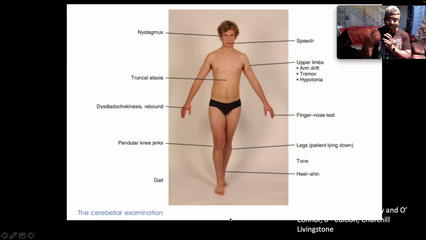So this is the same approach in a different form. So we said we're going to check the gait. Note also your pendular knee jerks, right? Kind of like circular motion, right? Dysdiadochokinesia and rebound when you're testing the upper limbs. Truncal ataxia, asking the patient to sit up in bed or to stand. Nystagmus, right? Speech, note staccato speech, upper limbs, the arm drift, the tremor, the hypotonia, finger nose test in terms of dysmetria. With the legs of the patient lying down, check for any hypotonia, heel shin testing.